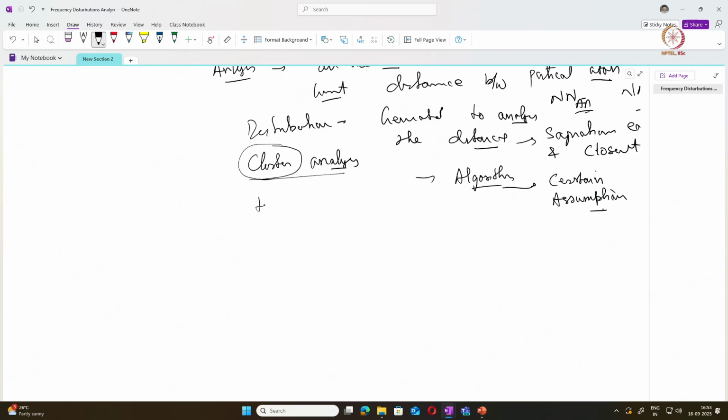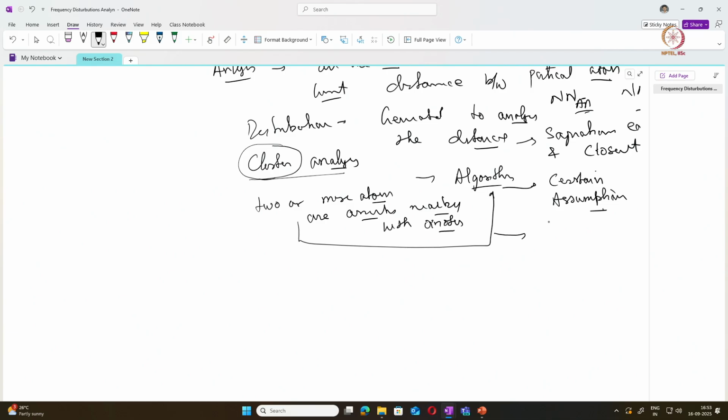Okay, so if two or more atoms are associated or are nearby with one another, then you can use several algorithms which can differentiate between the clusters, or which can differentiate between the precipitates or phases, based on the algorithm or certain assumptions.